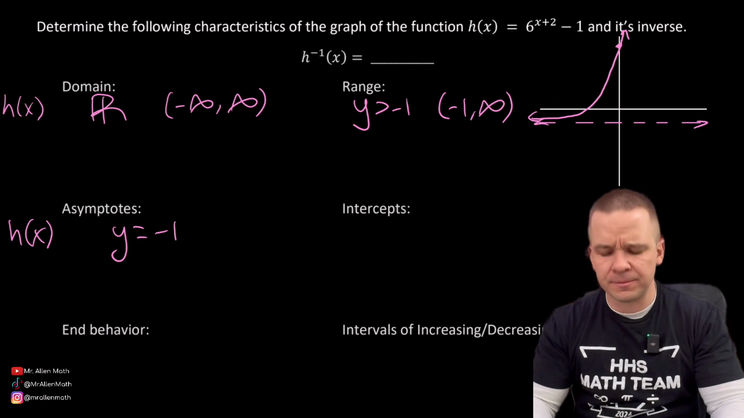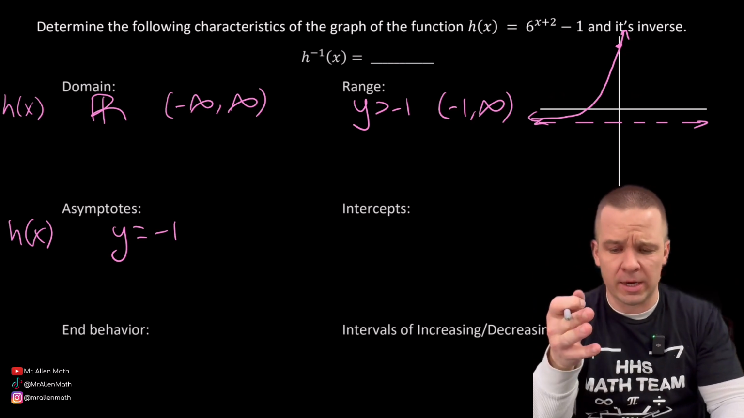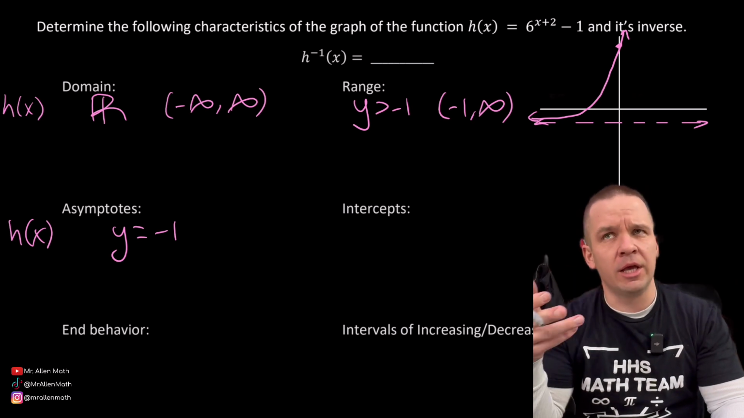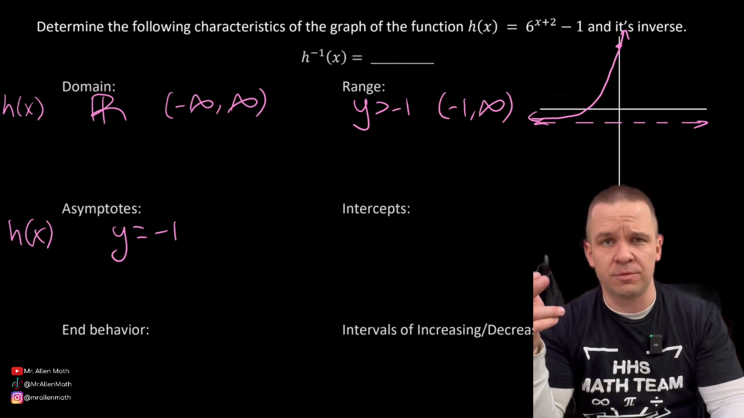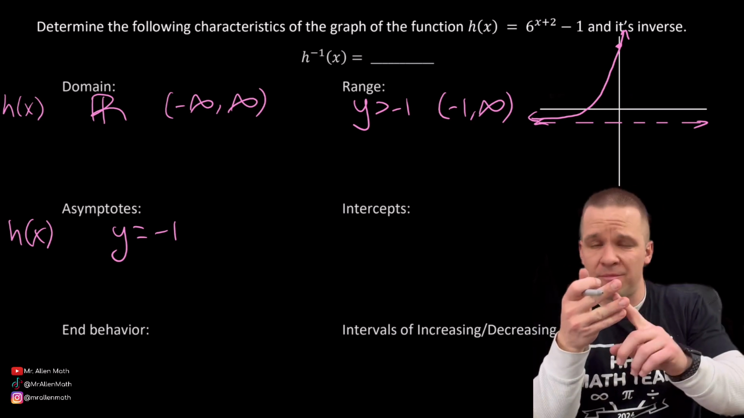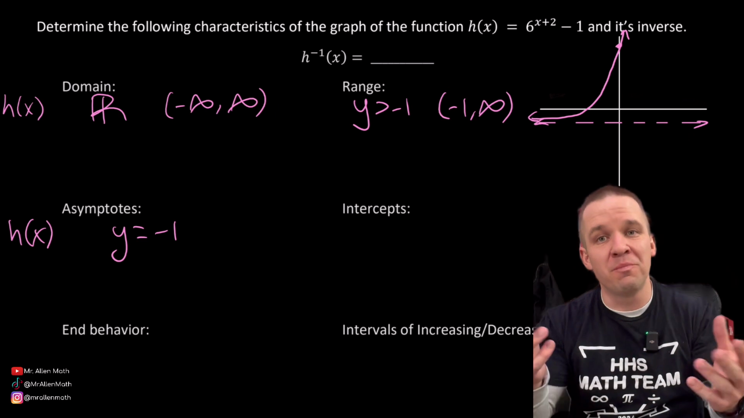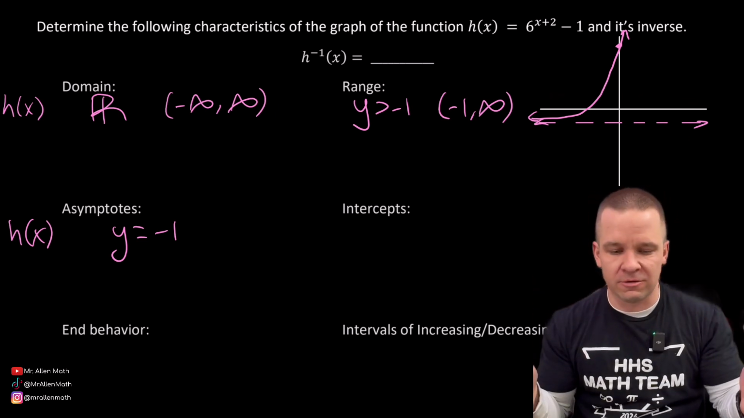Also, back to the domain real quick. If we weren't looking at the graph, are there any x values that I can't plug in to 6 raised to the x plus 2? I can have negative exponents, I can have positive exponents. There are no no-nos when it comes to the inputs of this function. So anything goes for the x there.